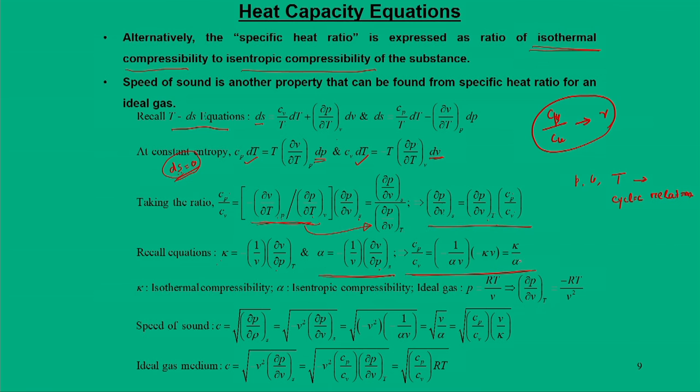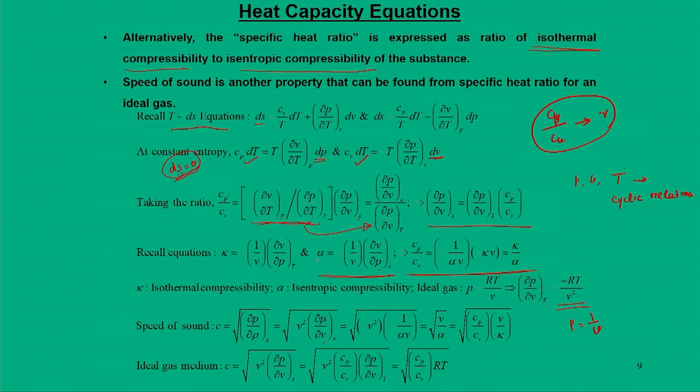Okay. Again, we say for an ideal gas, PV is equal to RT. So we can say dou P by dou V at constant T is equal to minus RT by V square. So this equation we are going to use. Then the next target was how to find another important property, what we call the speed of sound. Speed of sound C is defined as dou P by dou rho at constant S. Now, since rho is equal to 1 by specific volume, the speed of sound is expressed as minus V square dou P by dou V at constant S.